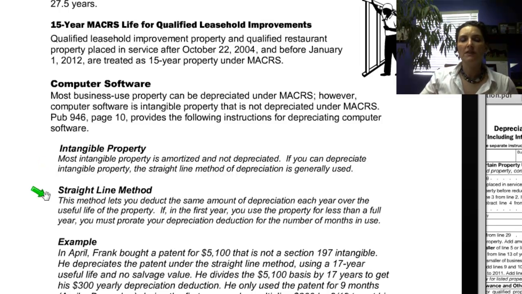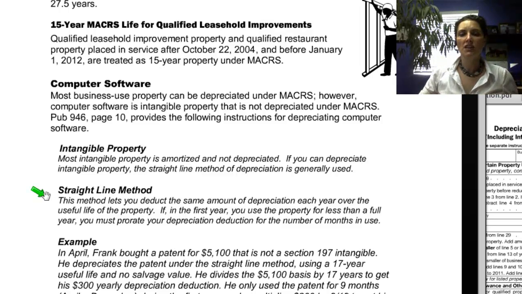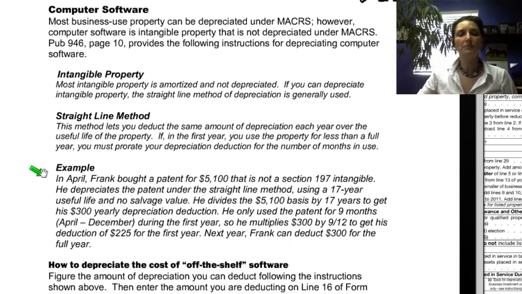What is the straight line method? Well, this method lets you deduct the same amount of depreciation each year over the useful life of the property. If in the first year you use the property for less than a full year, you must prorate your depreciation deduction for the number of months it is in use. And Pub 946 goes on to give this example.